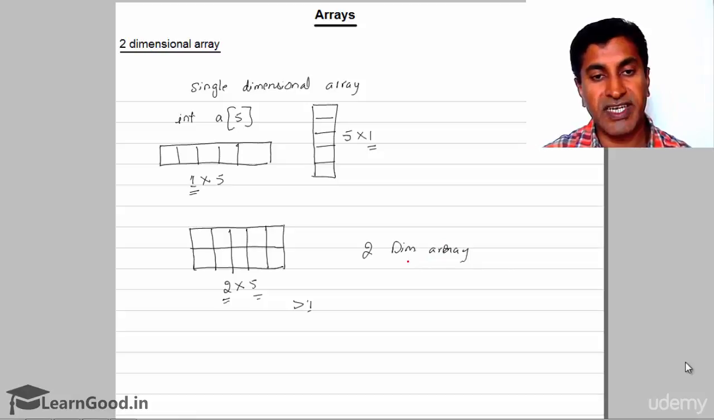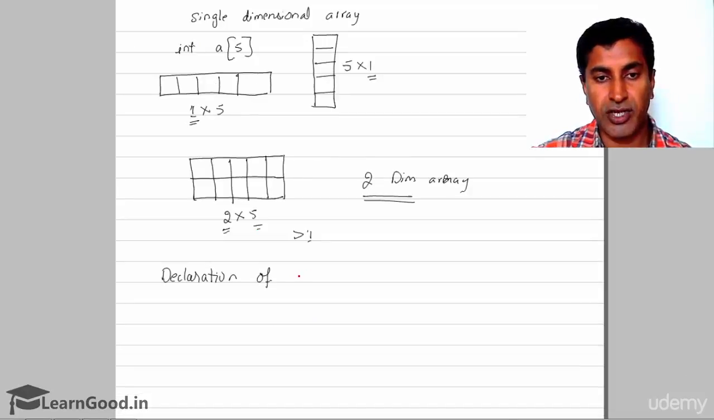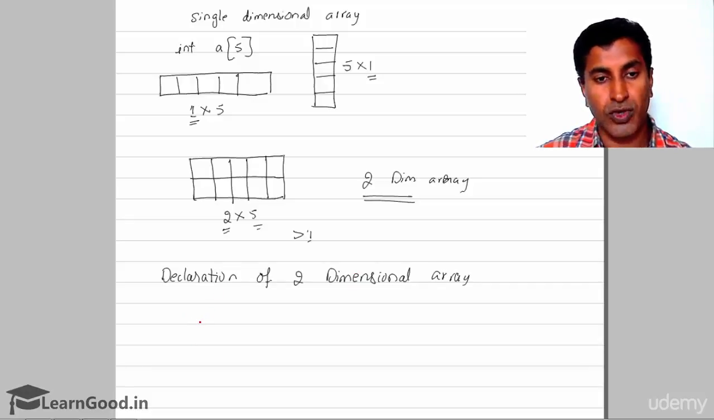Same way you can go for 3-dimensional arrays, 4-dimensional arrays. Here we'll be discussing 2-dimensional arrays. So when you have more than 1 row and more than 1 column in a matrix, we call it a 2-dimensional array. So how do we declare this 2-dimensional array? Declaration of 2-dimensional array.